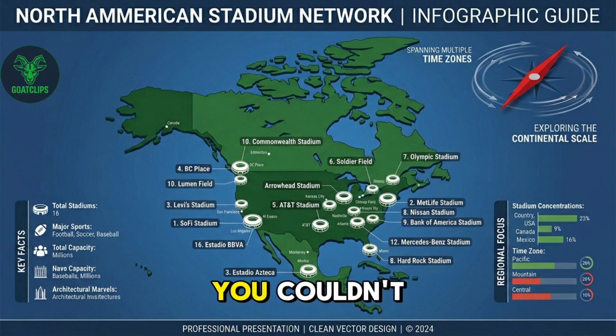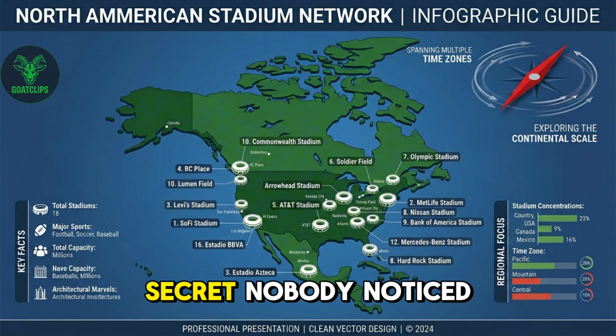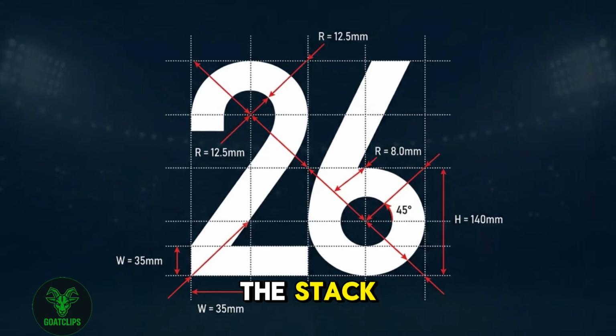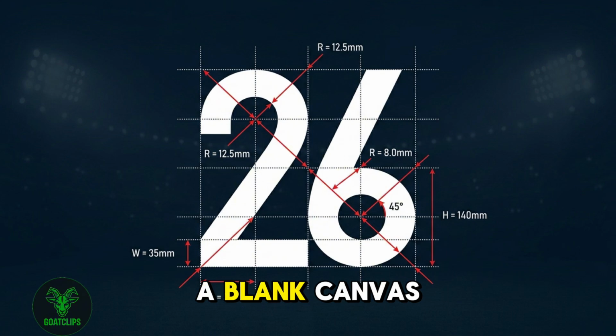In the past, you couldn't. This is where the old rules of graphic design broke, and why FIFA had to write entirely new ones. Here is the secret nobody noticed. The stack, that generic white 2 and 6, isn't the final logo. It is a container. It is a blank canvas.